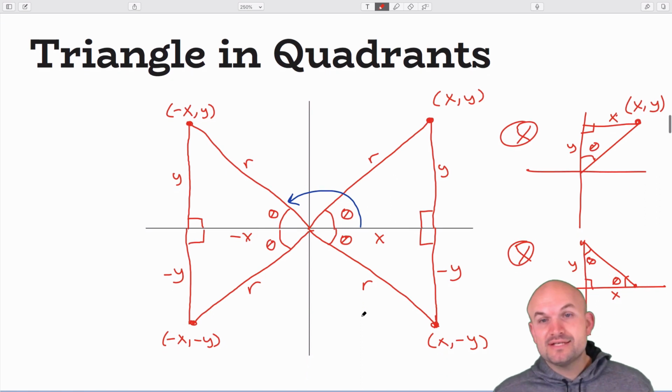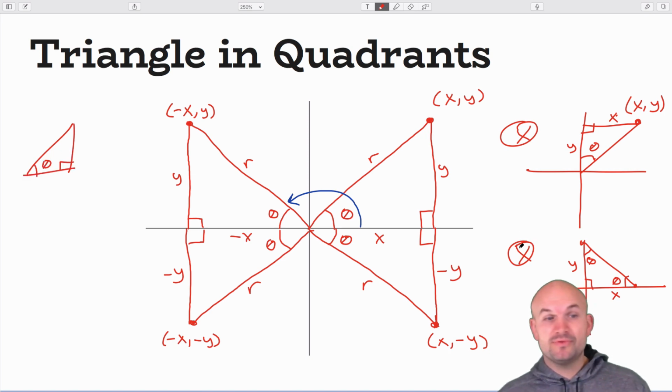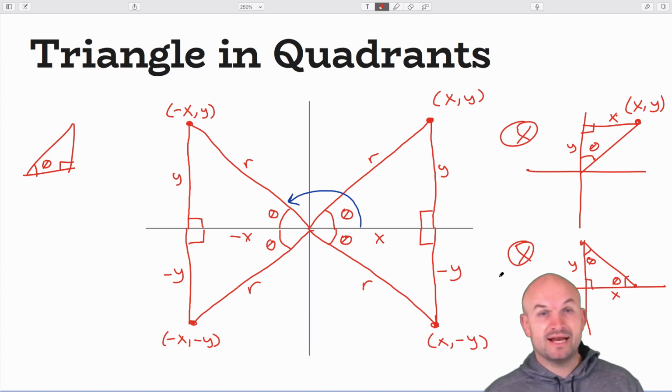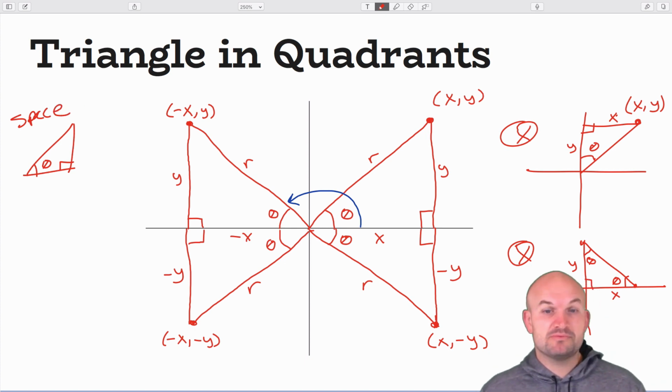So now is where we start to make this jump into a triangle in the quadrants. Because previously, when we were doing triangles, like in day 1, we just had a triangle in space, right? It was just some random right triangle in space. There was no up, no down, no left, no right. It was just a triangle in space. So the point was, we always just did positive numbers, and negative numbers really made no sense.